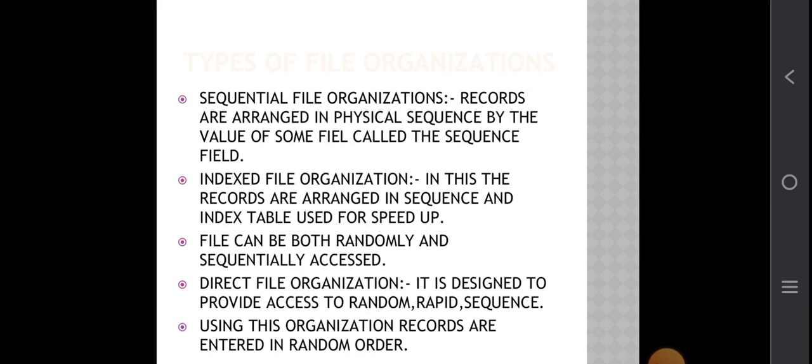The third and last type of file organization is direct file organization. It is designed to provide random, rapid access. It follows the two qualities mentioned above, random access and sequential access, and in addition we add rapid access of files. Using this organization, records are entered in random order. By using direct file organization, the records can be entered in random order.